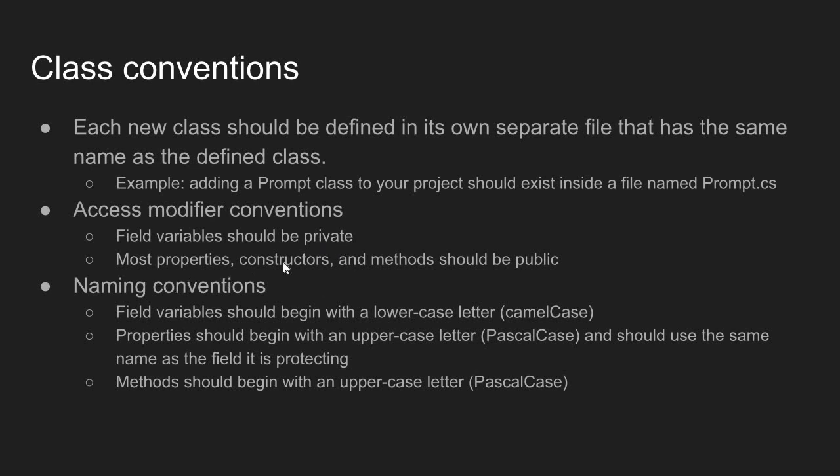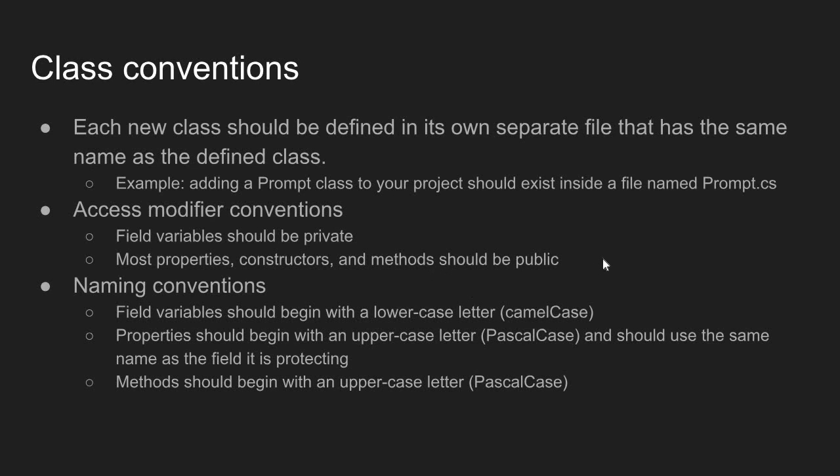Other data members, such as properties, constructors, and methods, are usually public. Now, there will be some cases where you might want to make a method private, but for the most part, if we want these to be widely used, we want to make these other data members public. So field variables private, the rest of the data members can be public.